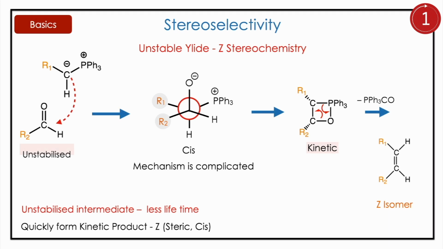Let us discuss the stereoselectivity. Suppose you have an unstabilized Ylide. Is stereochemistry observed? Because an unstabilized intermediate means the lifetime is less. So it quickly forms the product, which is the kinetic product, cis product. First the carbon attacks, it will rearrange itself as quickly as possible. So it combines, you end up with the kinetic cis product through the same four-member mechanism. So the isomer is the Z isomer. You can call it the cis isomer. The whole process is kinetic, very quick because of the unstabilized Ylide.